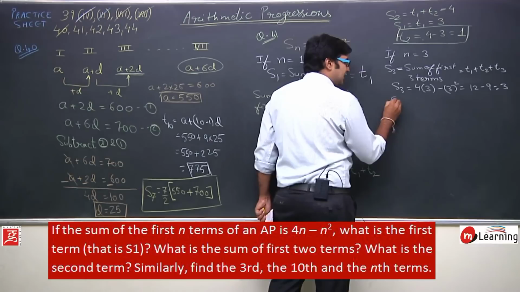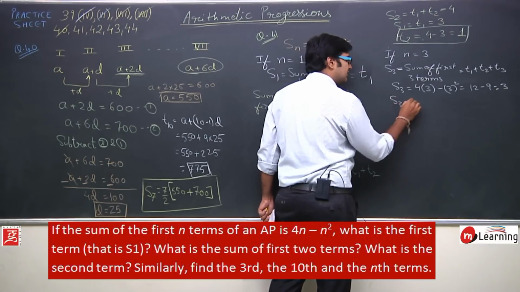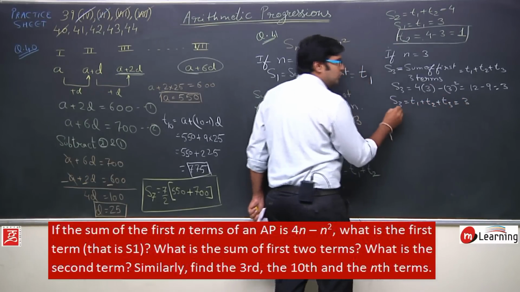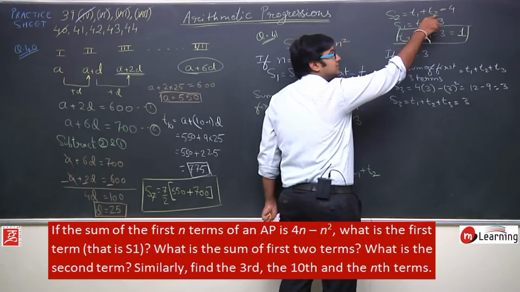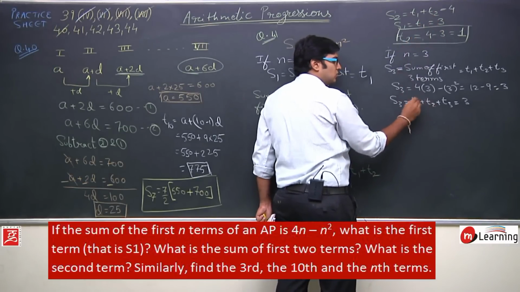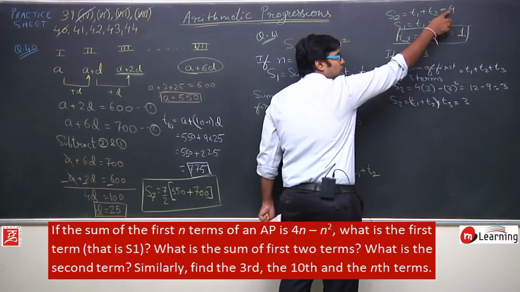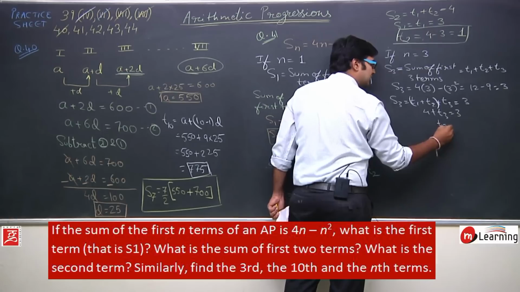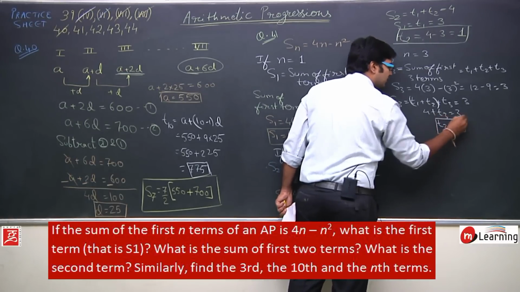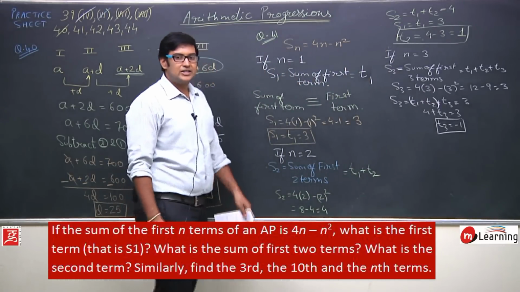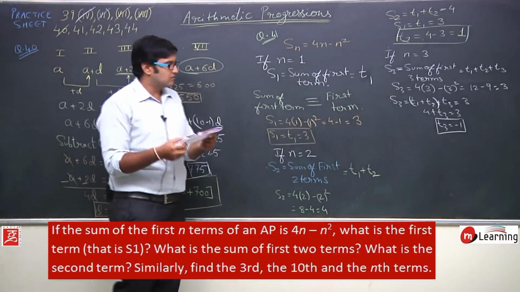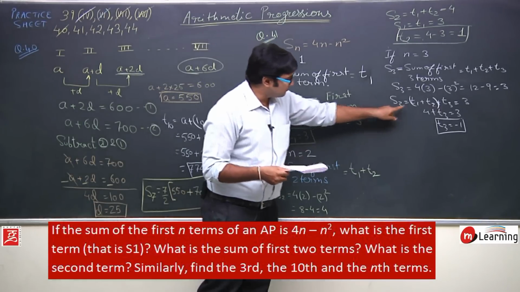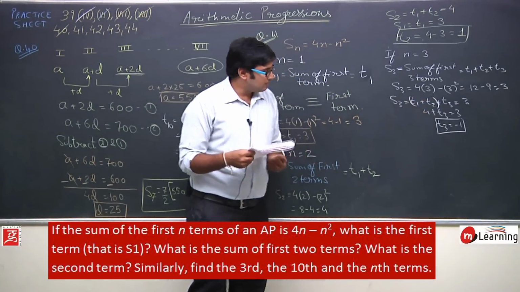Okay, so just see, S3 is equal to T1 plus T2 plus T3, which is equal to 3, and you have the value of S2. S2 is T1 plus T2. So in place of T1 plus T2 I can write this value 4. So 4 plus T3 will be equal to 3 and you will get T3 is equal to minus 1. So S3, sum of 3 terms, is 3 and third term is minus 1.